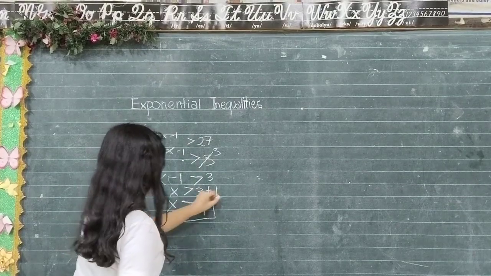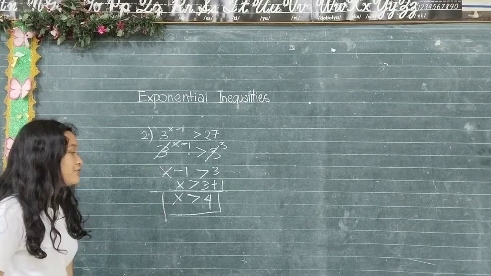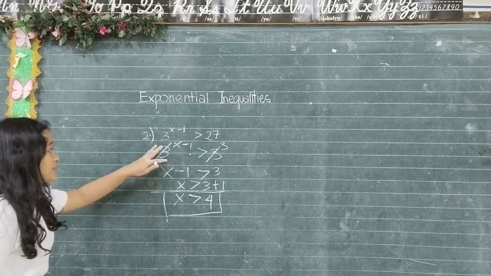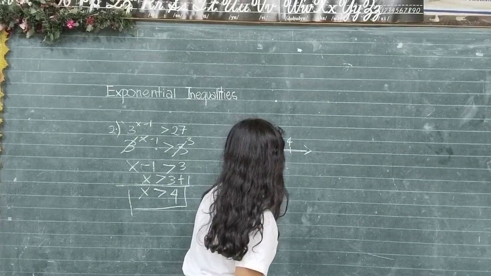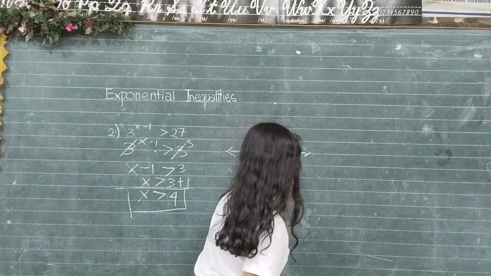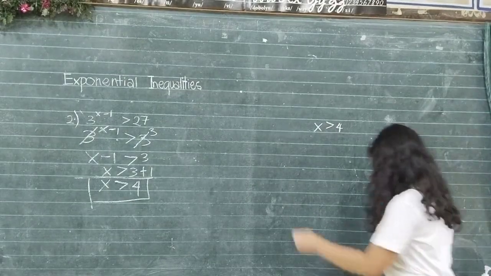This is our final answer. So, the answer is x is greater than 4. Since our base is greater than 1, the interval is 4 and positive infinity. So, let's do the checking.